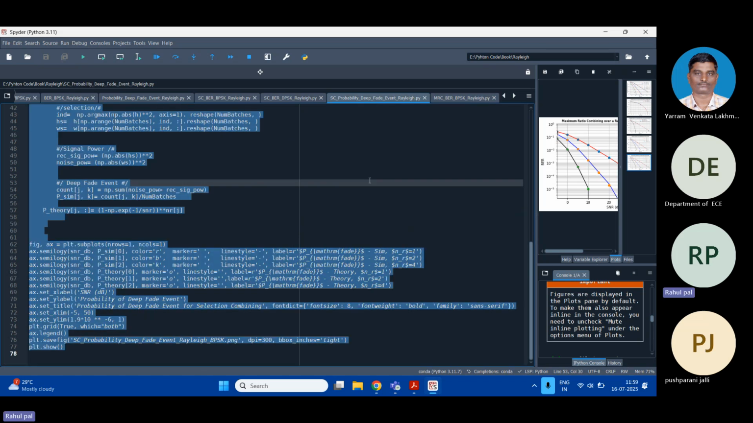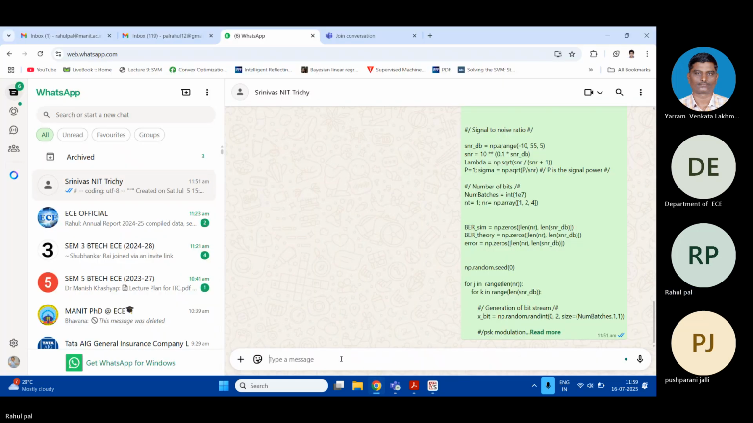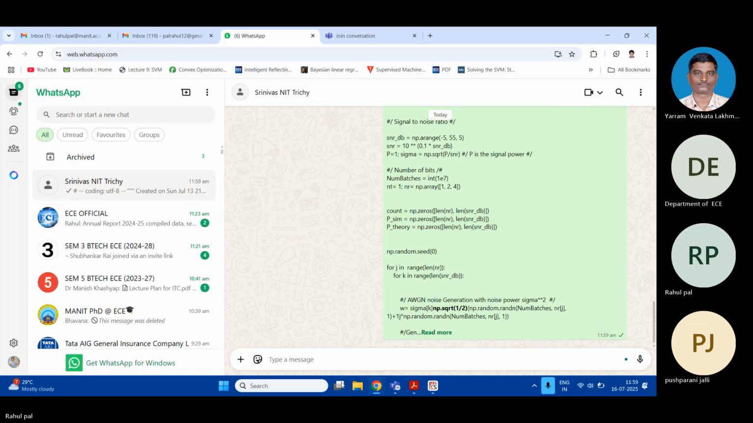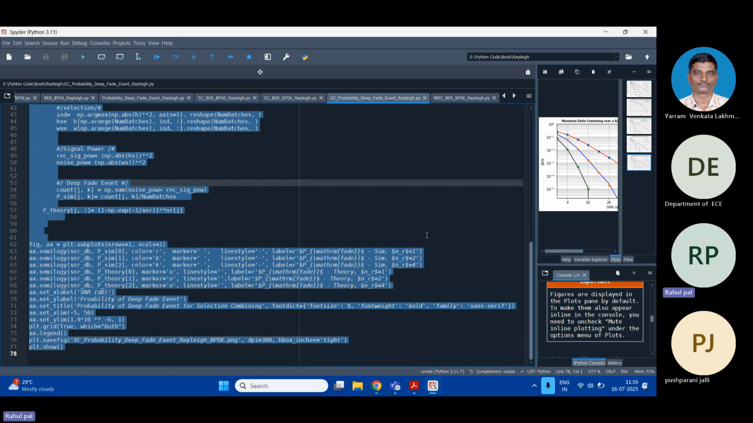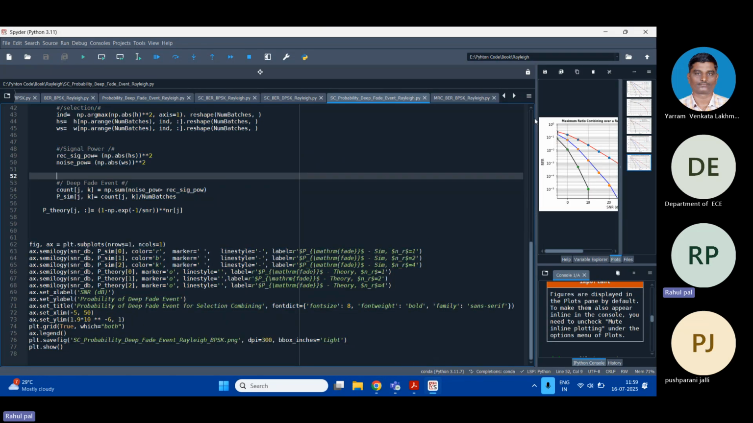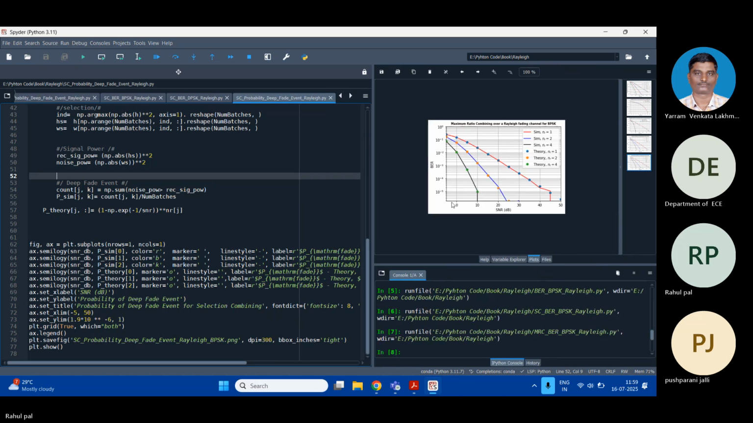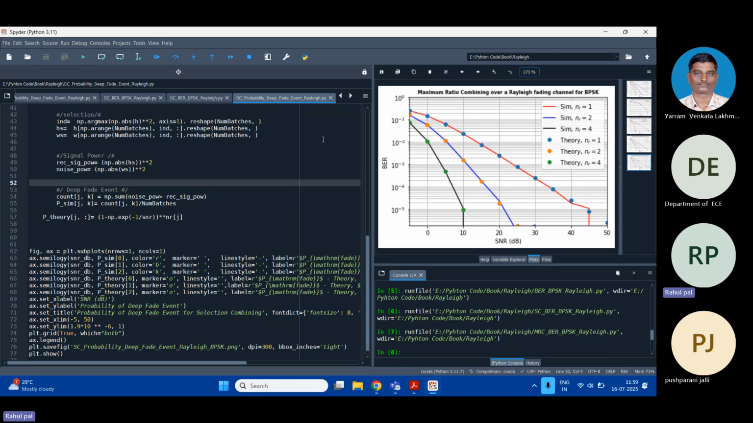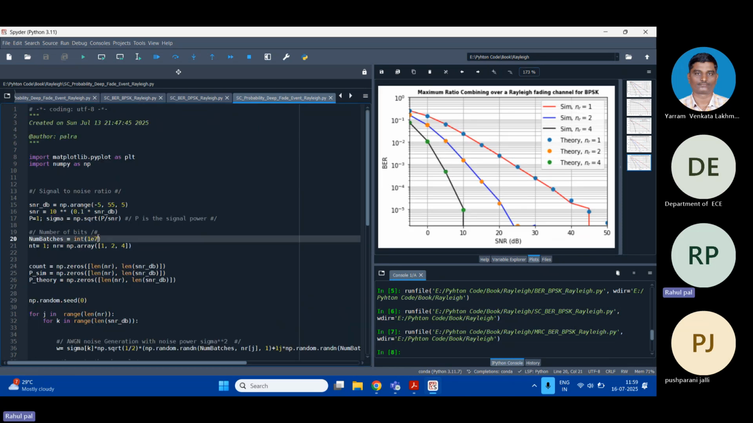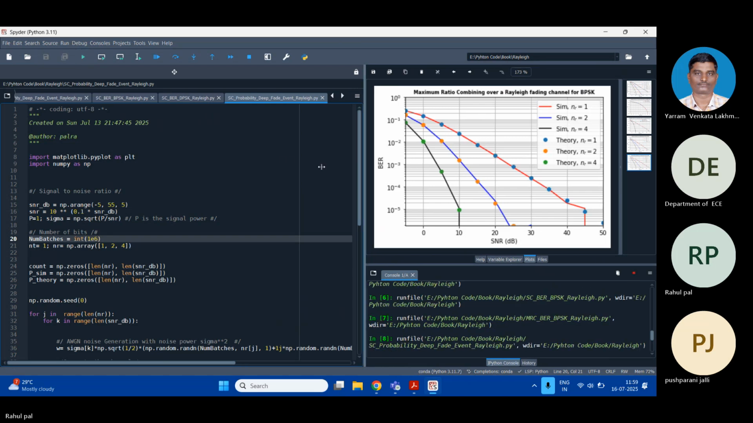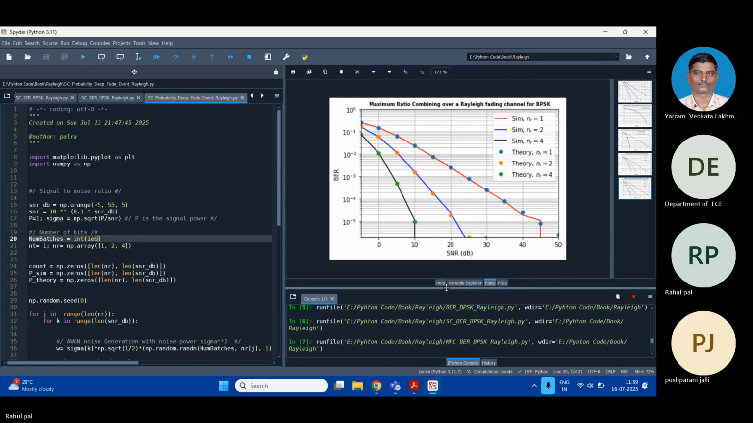This is for selection combining. I should tell you about the probability of deep fading. First of all, we do the probability of deep fading for selection combining. Let's run this code for a smaller number of iterations.